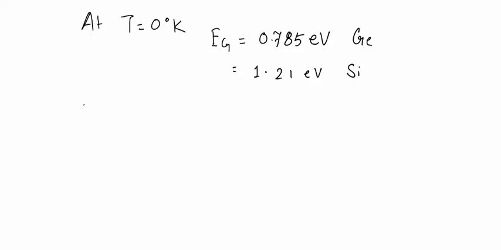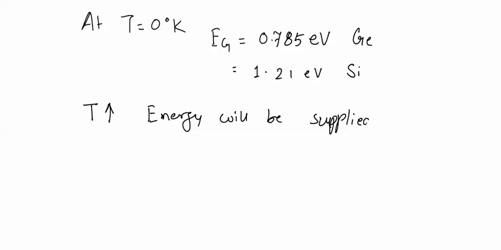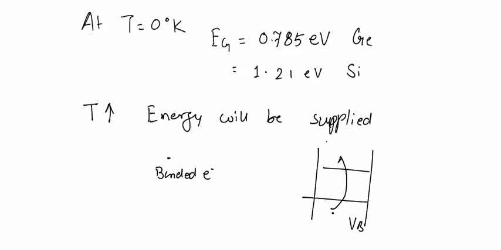If temperature is increased, energy will be supplied to the material, and with this energy, if any bonded electron gets sufficient energy to break a covalent bond, it will break the covalent bond, and this bonded electron which is present in valence band will move from valence band to conduction band.